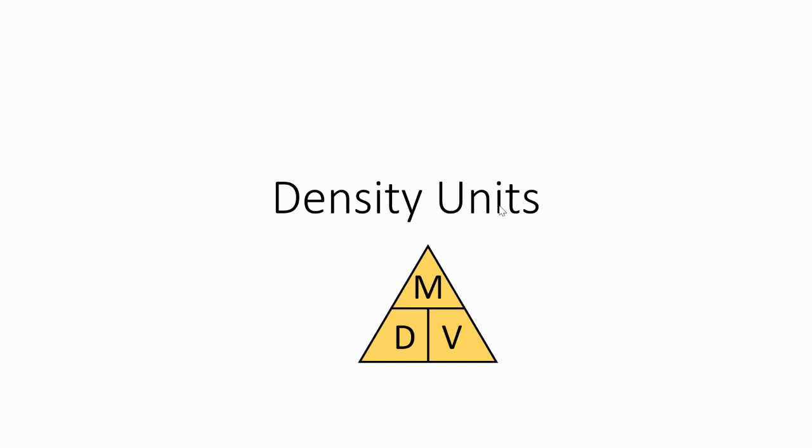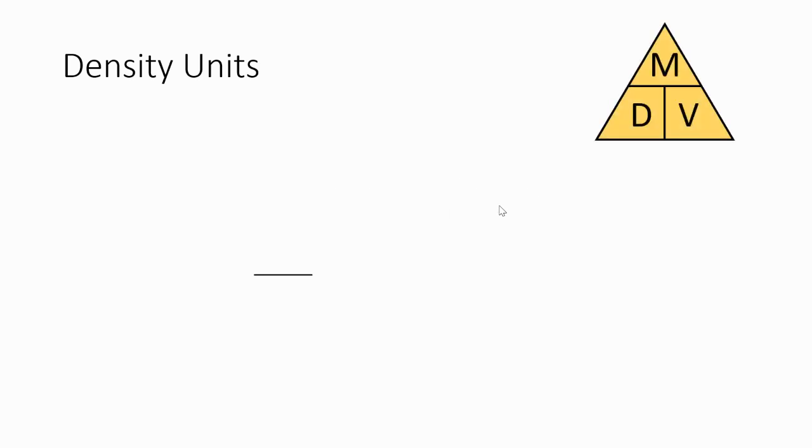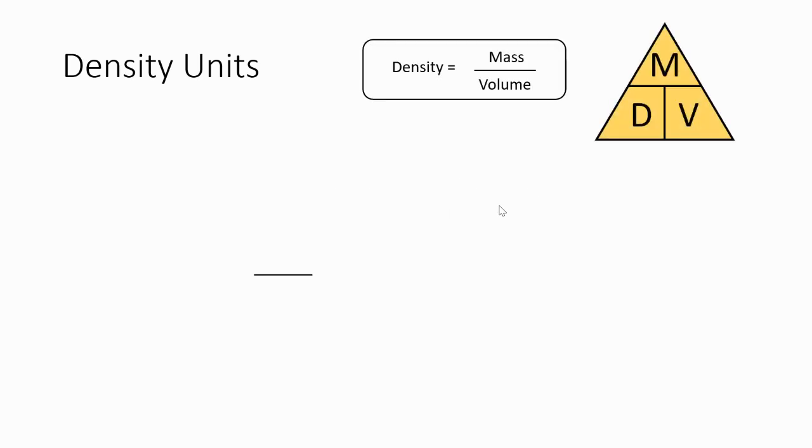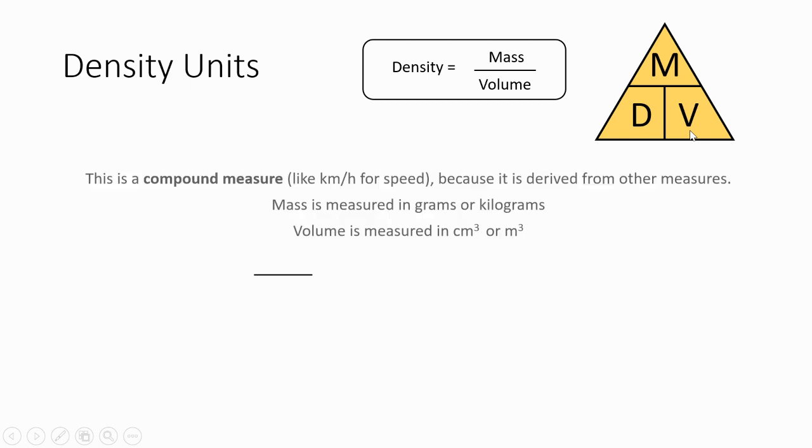Mass would be measured in grams or kilograms. Volume would be measured in centimeters cubed or meters cubed, depending on the units involved. So let's look at some examples. Okay, so we've got our triangle there. Density would be mass divided by volume. Remember how this triangle works: if they're above each other, it means divide; next to each other means times. So we'll look at two examples.